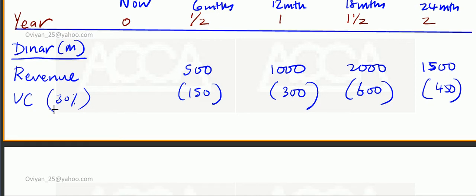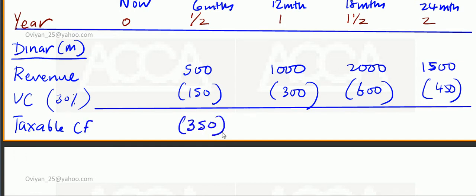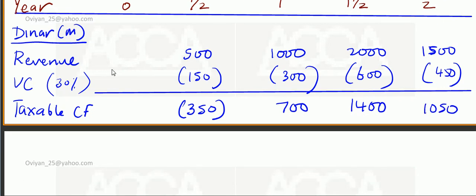And what we're going to have here is we're going to draw a line to make sure we have taxable cash flows. This is going to be my taxable cash flows in dinar, which is going to be 350. It's going to be 700. It's going to be 1,400. It's going to be 1,050.